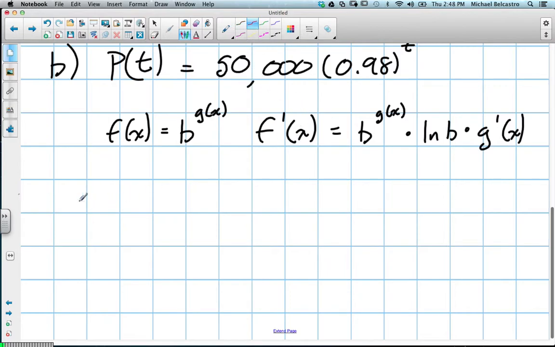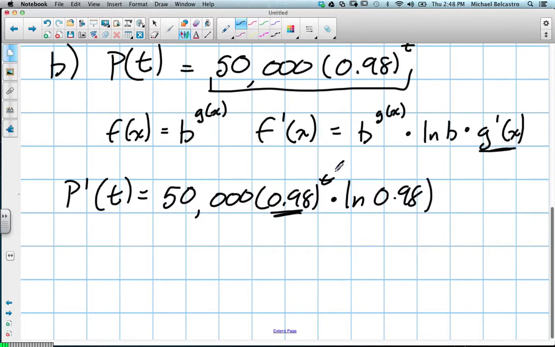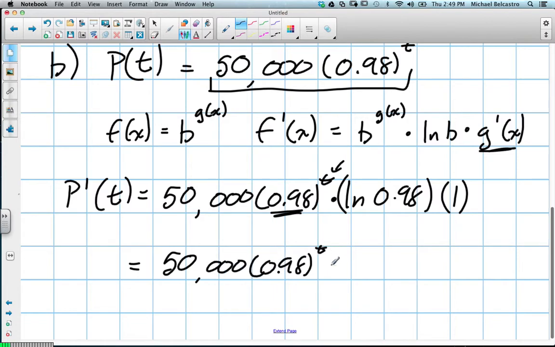We're deriving our function, p prime t. Our original function is 50,000 times 0.98 to the power of t. Our base is 0.98, so multiplied by ln 0.98. And the derivative of our exponent t is just the value of 1 in this case, so 1 falls out, and we're left with 50,000 times 0.98 to the power of t multiplied by ln 0.98.